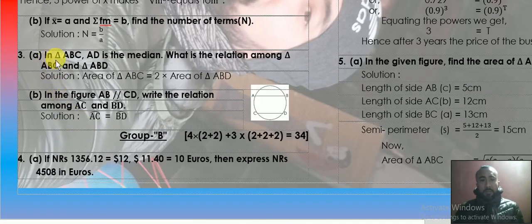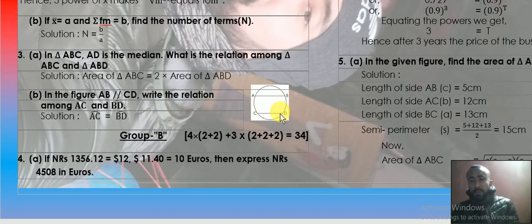Now 3a, here some of the students write all relations in language, that the median of the triangle bisects the area into 2 equal halves, but no need to write so many languages here. You are just asked to write the relation, and the relation is the area of triangle ABC is equal to 2 multiply area of triangle ABD, or you can say area of triangle ABD is equal to half area of triangle ABC. Now let's move on to question number 3b.